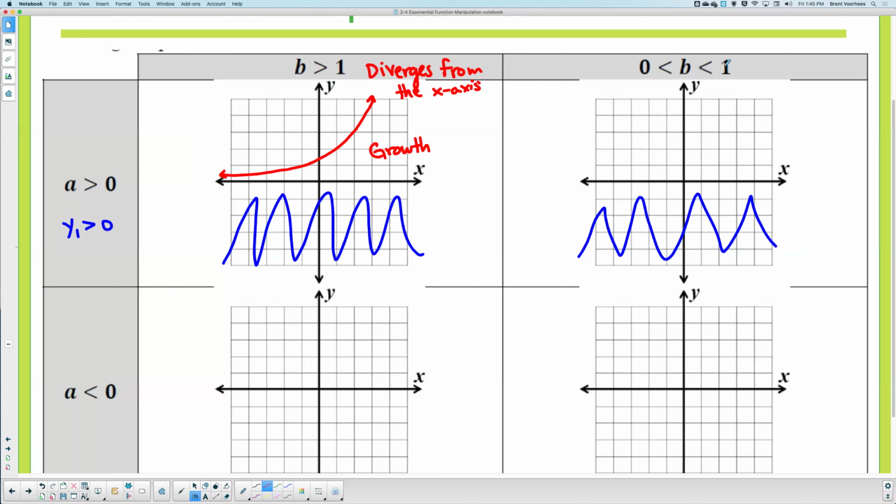However, if your base was less than 1, and remember, the base has to be a positive number, that's why it says between 0 and 1. So if your base is less than 1, but still positive, this would mean it converges to the x-axis.